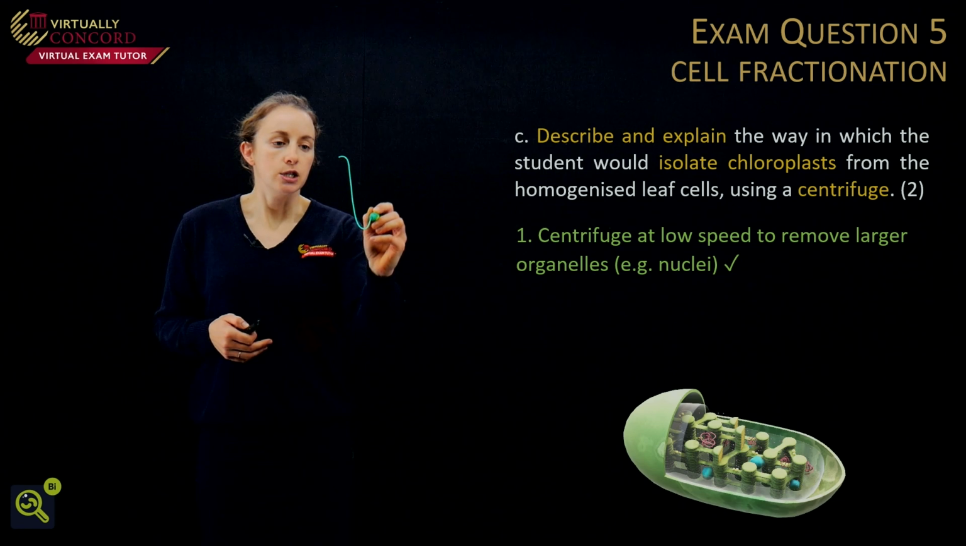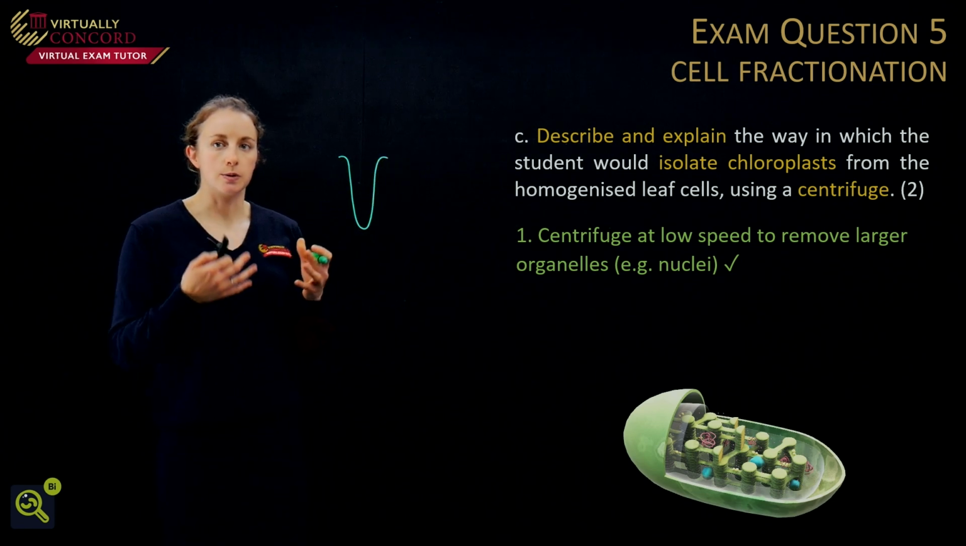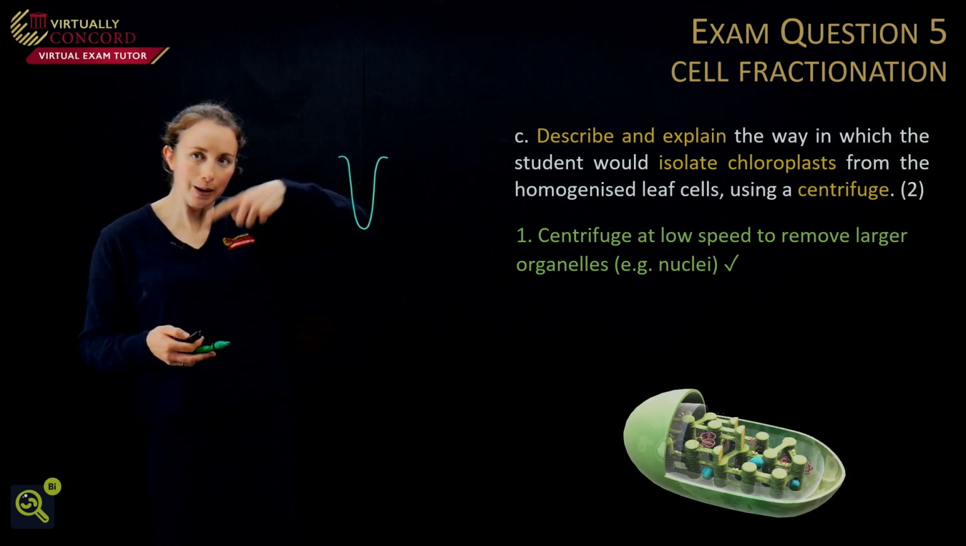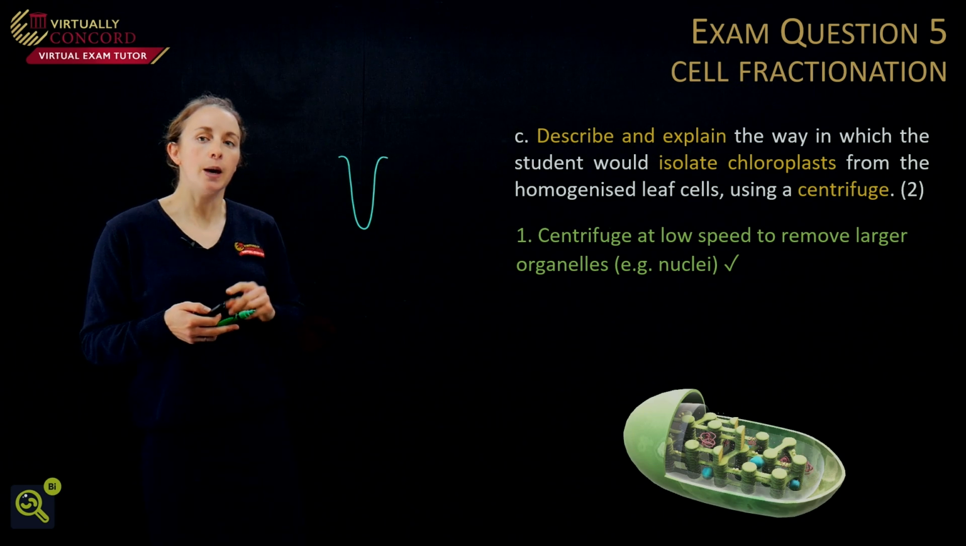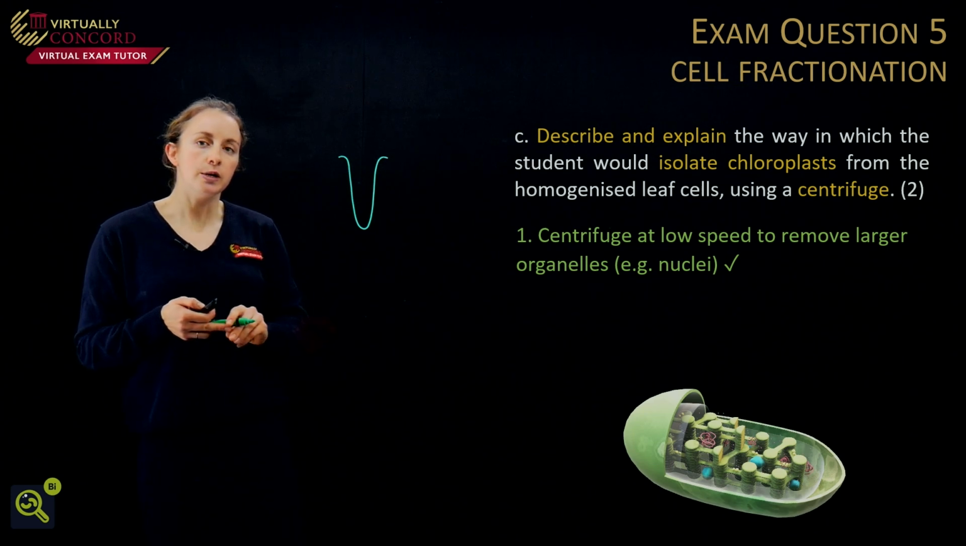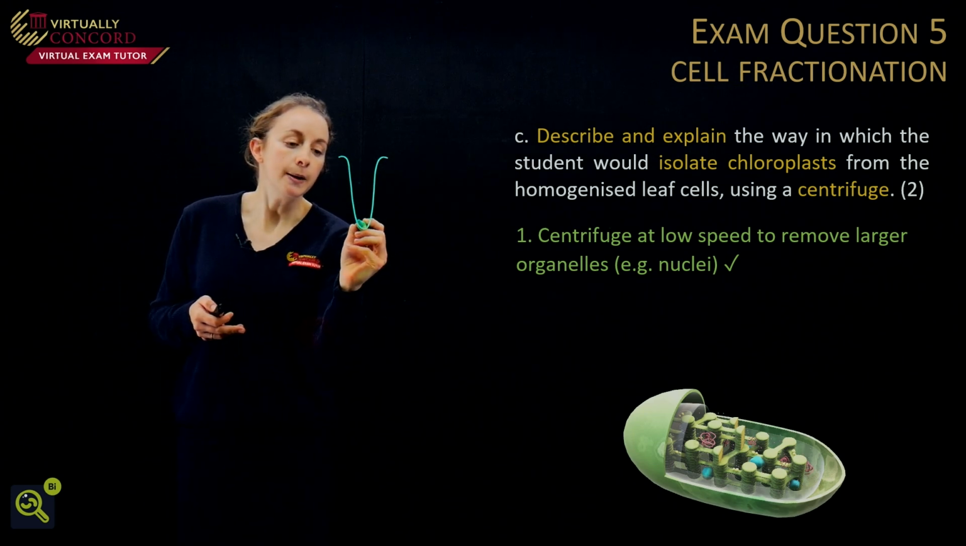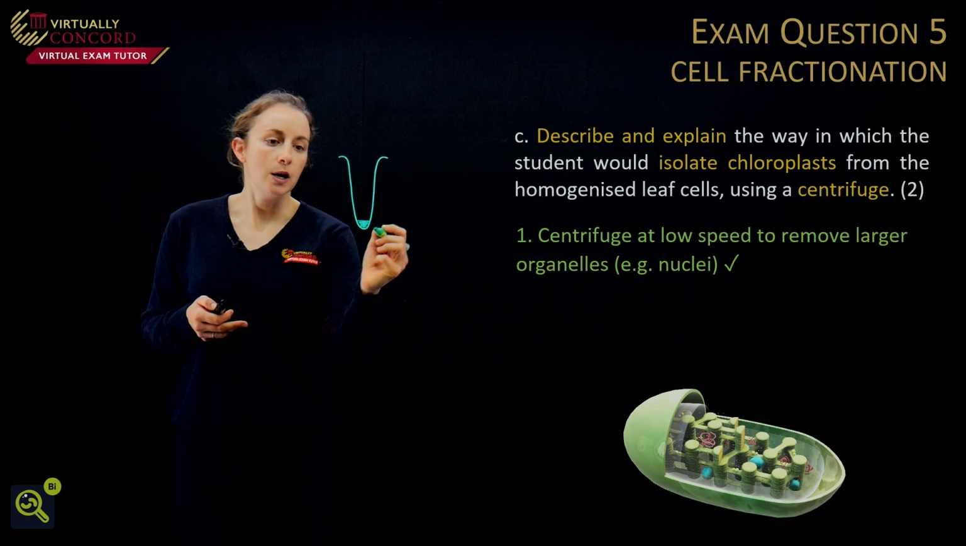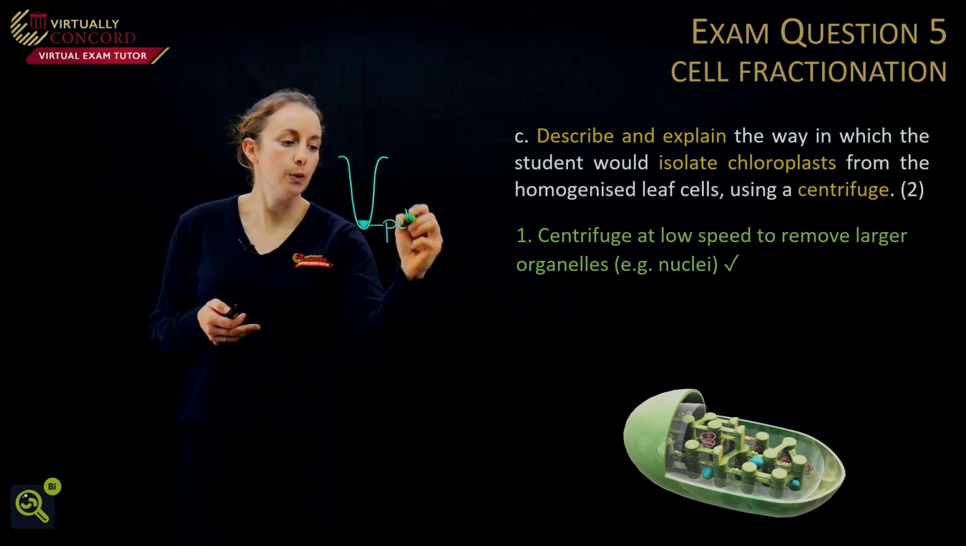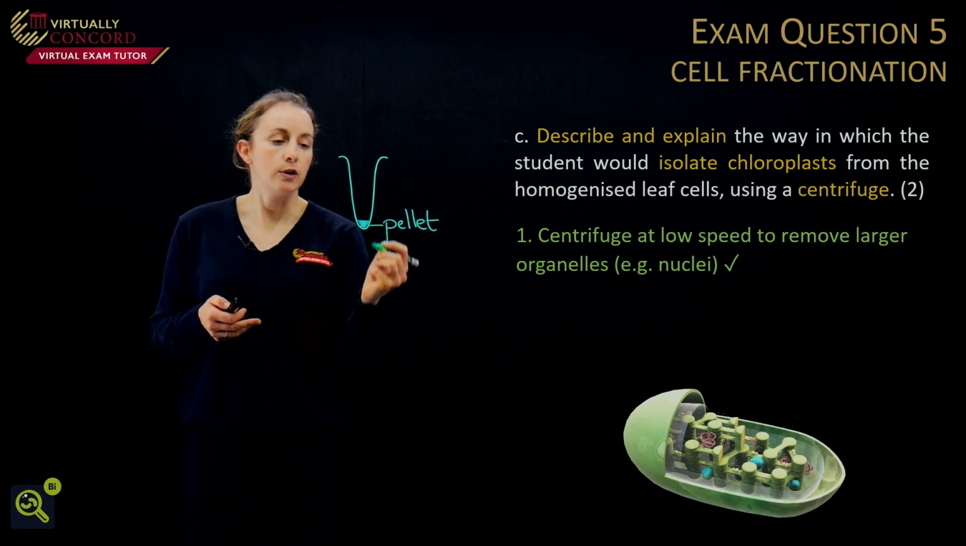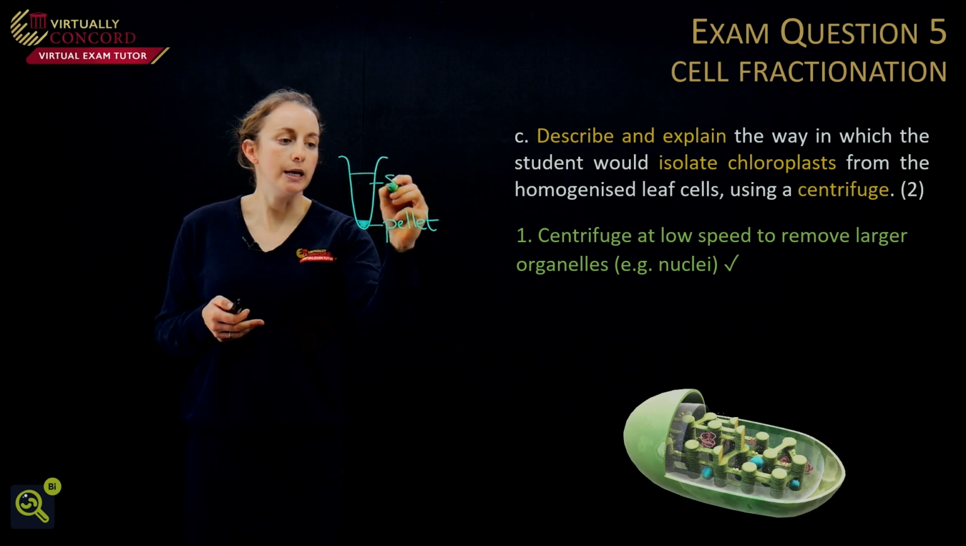And when you use a centrifuge, you put your solution into a centrifuge tube and the machine spins it fast, but you can change the speed. And if we start at a relatively low speed, once you've done the centrifuging, what you end up with is a pellet at the bottom of your tube, and at the top is a liquid supernatant.